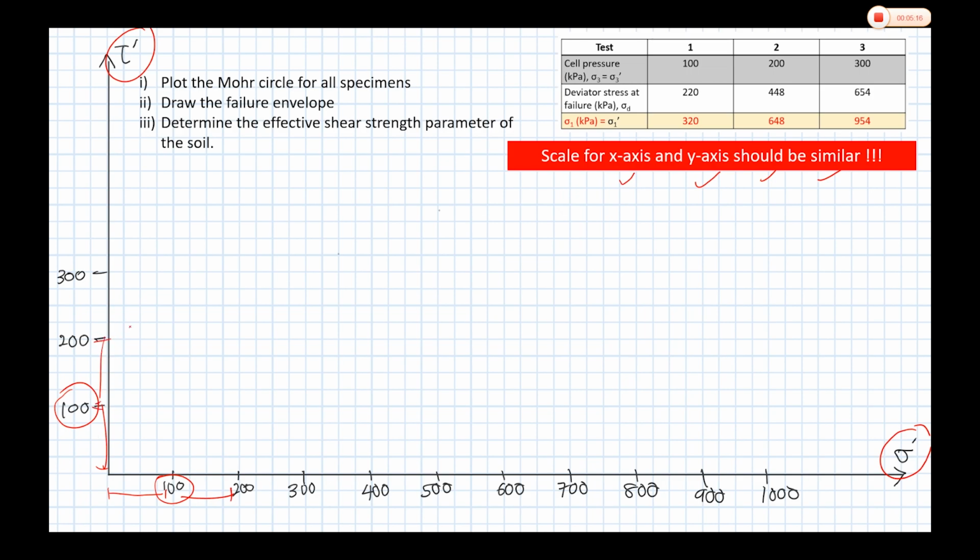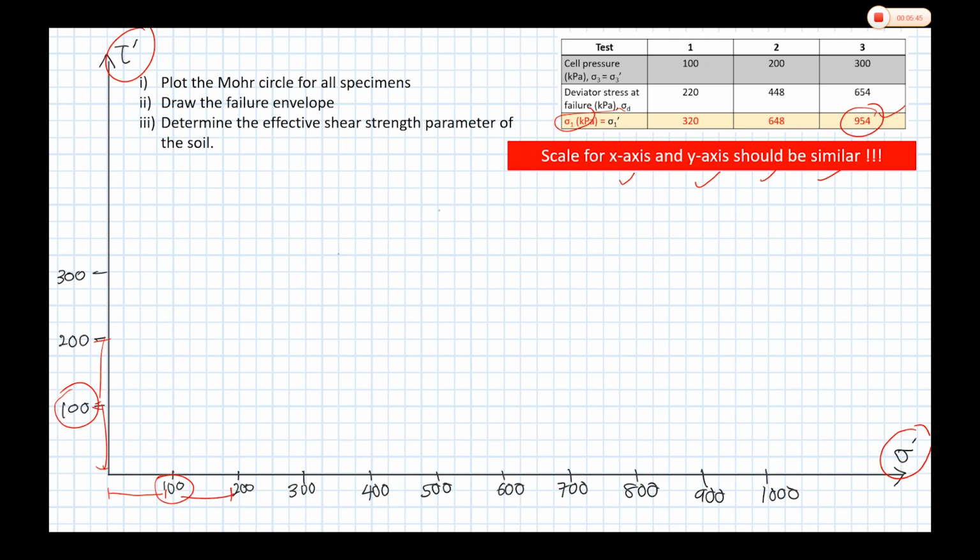Okay, and I would suggest that you use landscape orientation, or make your graph paper horizontal, to ensure that you can fit all the Mohr circles, because most of the time sigma 1 can be more than 1000. In this case, you can see here that it's 954. So use a suitable scale so that you can plot all the Mohr circles clearly and neatly on the graph paper.